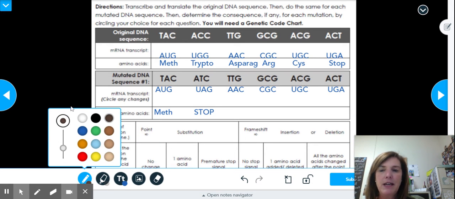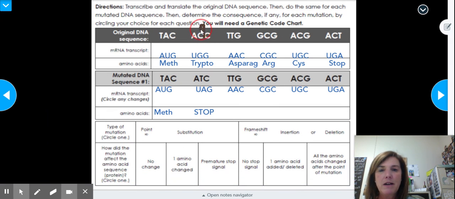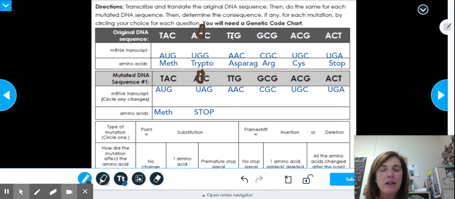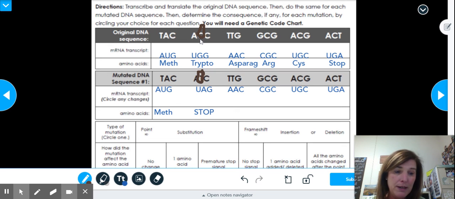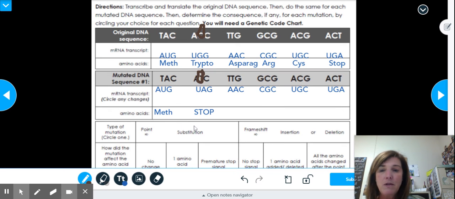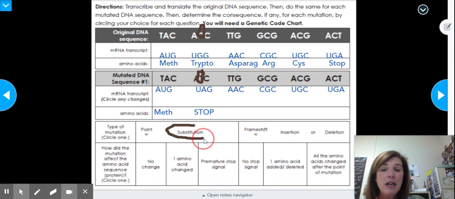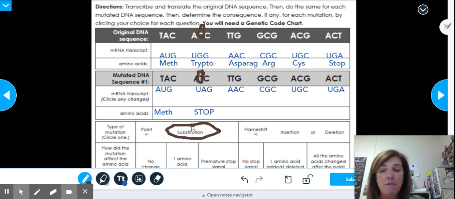Now let's see what happens. Okay, so we were supposed to circle our type of mutation. If I look at the original DNA, TAC right here and TAC are the same, but here's where it gets off. I'm going to circle it right here. See this C? This C becomes a T. Now the rest of it, TTG, TTG, GCG, ACG, ACT, are all the same. So it's literally at one point that a letter was substituted. So this would be called a point mutation, and substitution is also another name for that.